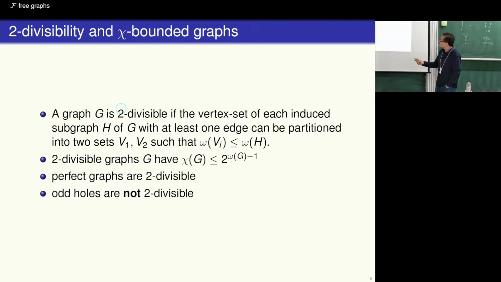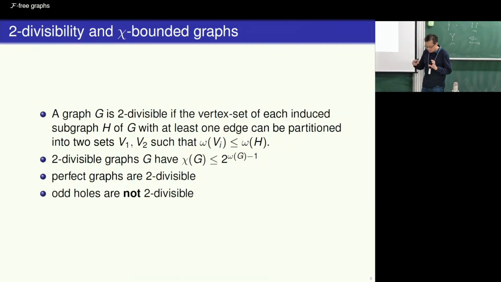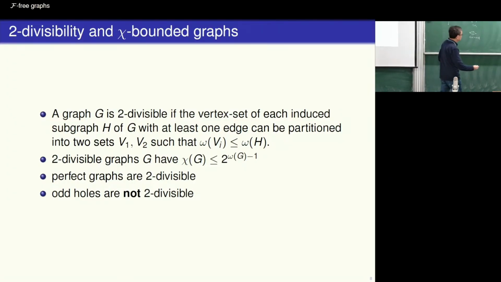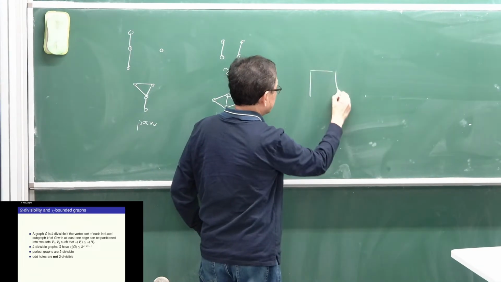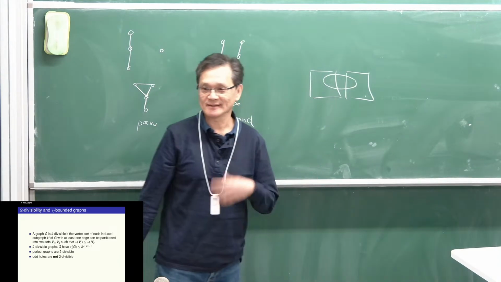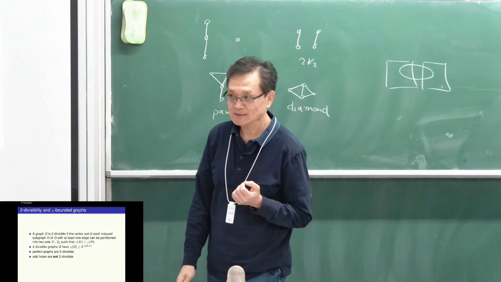So, I will say that a graph is 2D divisible if for every induced subgraph with at least one edge, I can partition the vertex set into 2 parts where the largest clique in the graph must meet each of the parts. So in a sense, a graph is 2D divisible if I can partition it into 2 sets where every biggest clique has to hit both parts.